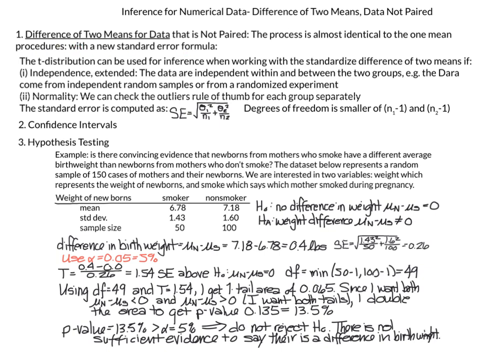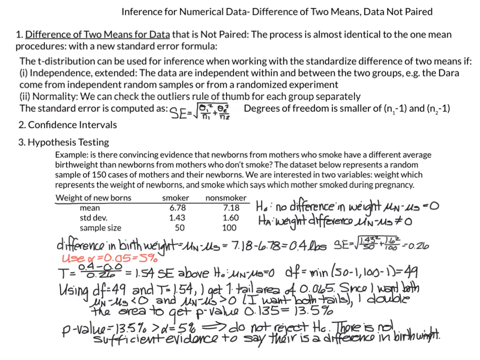We'll be using the t-distribution for inference when working with the standardized difference of two means if, one, independence extended is met, and that is the data is independent within and between the two groups. For example, the data come from independent random samples or from a randomized experiment. And two, normality. We can check the outliers rule of thumb for each group separately for normality. And then we will have this new standard error formula.